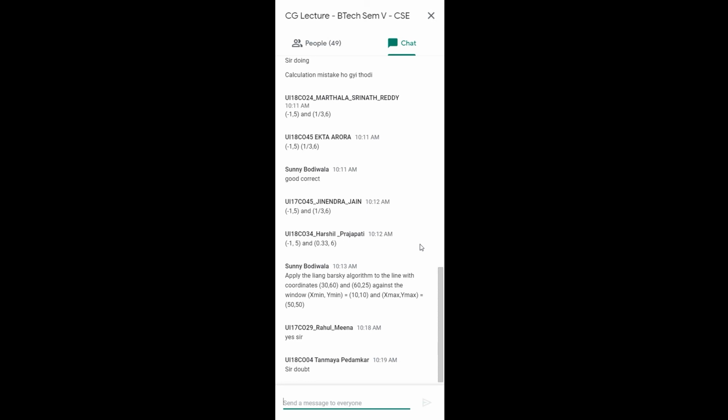Where is the doubt? In the Liang-Barsky concept? Sir, it is in Liang-Barsky only. What happens if U1 is greater than U2? Then we will not be able to plot the line segment. U1 should not be greater, so you just have to calculate this, it should be less than U2. In our case, what was the value of U1 you are getting? In my case, I'm getting 0.67. You have to take the maximum out of the given values, so your P should be less than 0.